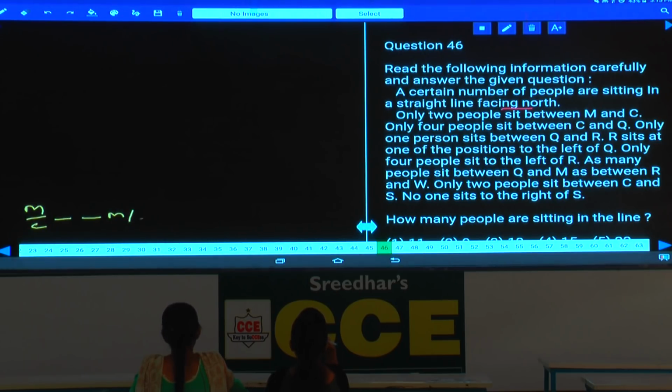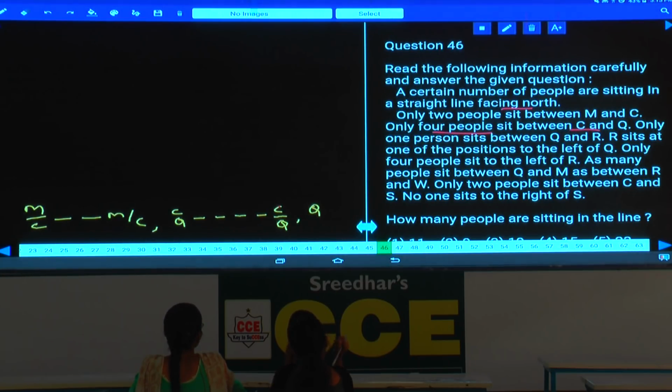There must be 2 people between M and C, and 4 people sit between C and Q. 4 people between C and Q, 1, 2, 3, 4. Again between C and Q, who is to the left of whom is not clearly given. Hence, between C and Q, there must be 4. Only 1 person between Q and R. Now, between Q and R, again, only 1 person. This is how we can represent the data.